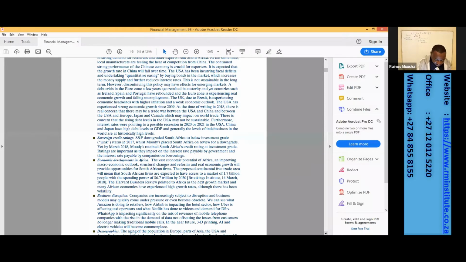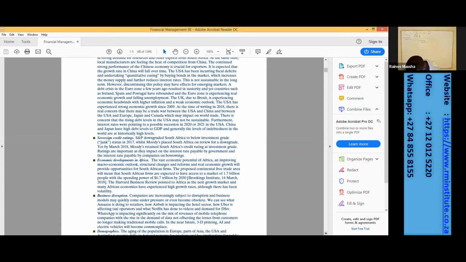Then the next issue is sovereign ratings, where S&P downgraded South Africa to below investment grade in 2017. Moody's also reviewed for a downgrade as well, and you see this rating, which means it becomes very, very important when you look at the sovereign credit ratings, mainly because the lower your credit rating, the higher.